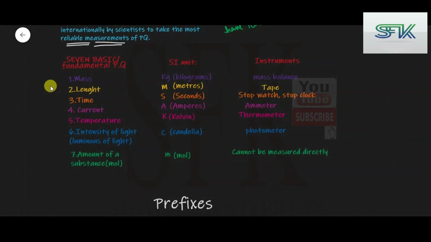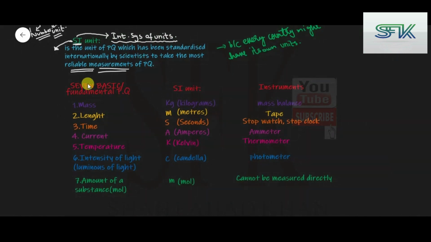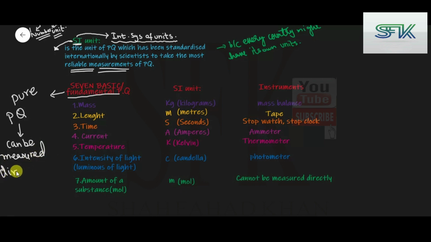Fundamental physical quantities are pure physical quantities that can be measured directly, and they are not derived from other physical quantities. I'll just give you an example.